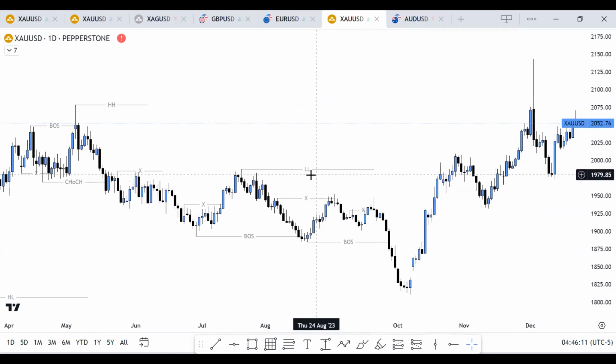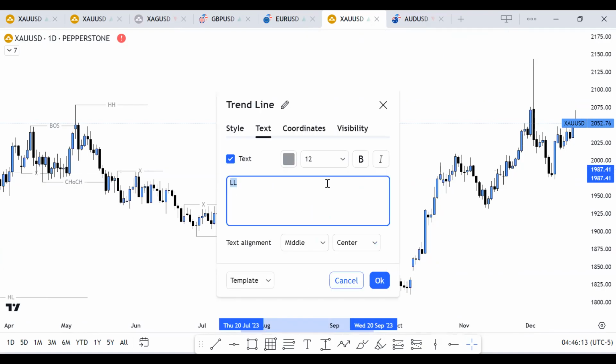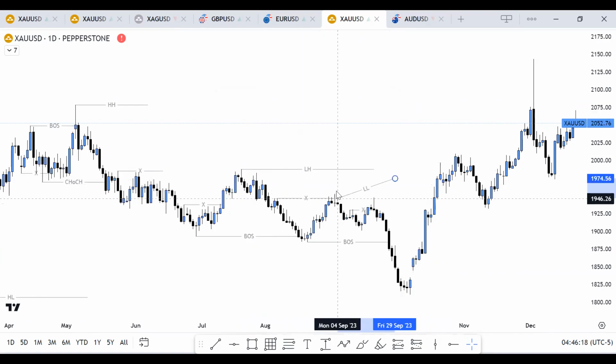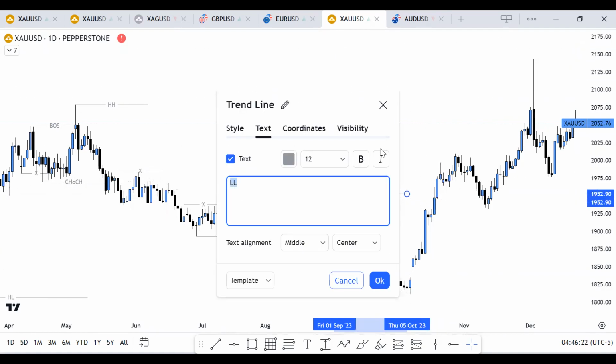And this is our high and now a lower. So this is our lower high. I forgot to rename it correctly. And this is our lower high now.